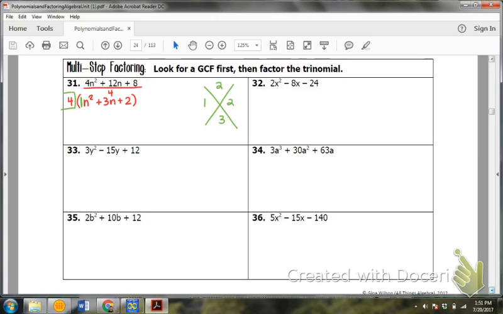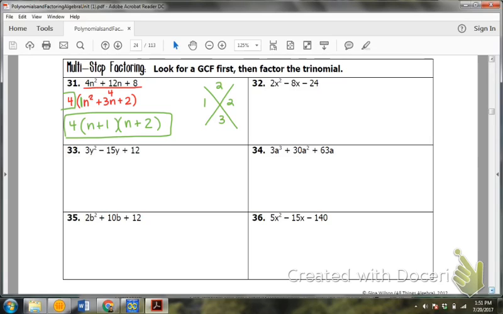1 and 2. Okay, so now we can just take the shortcut, right? We can set up our 2 parentheses. N plus 1, n plus 2. But what do we have to remember? Good, put your 4 down at the very front.